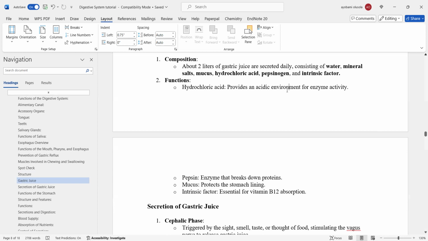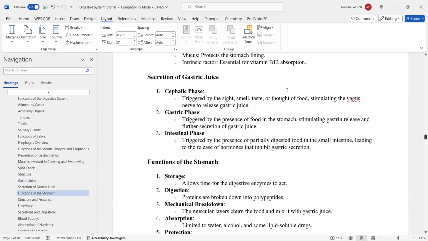So, how is our gastric juice produced? There are 3 phases. We have the cephalic phase. This cephalic phase is usually triggered by sight, smell, taste, or thought of food. When you smell food, or when you think about food, or when you see food, it stimulates the vagus nerve to release gastric juice.